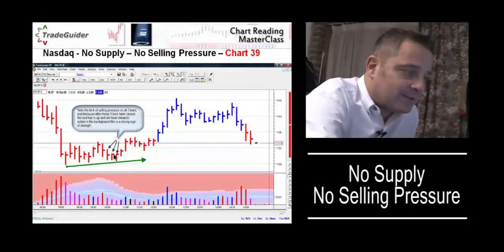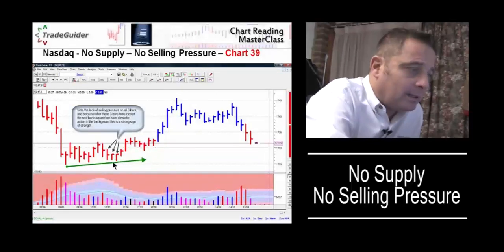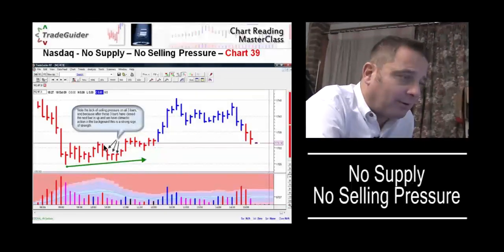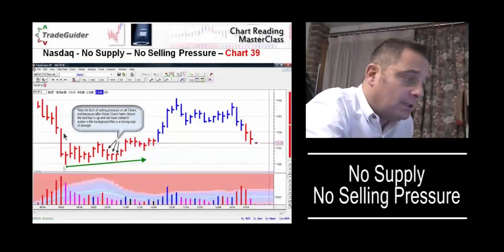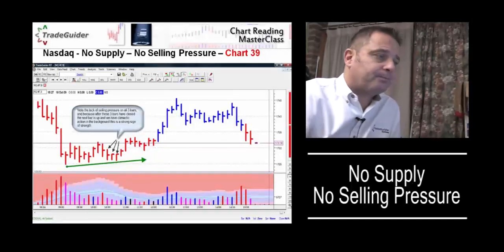Here is lack of selling pressure on these three bars. The volume is declining. The market doesn't fall on this declining volume and the next bar is up. A very, very strong sign of strength, because you've got this right here in the background: widespread down on very high volume.